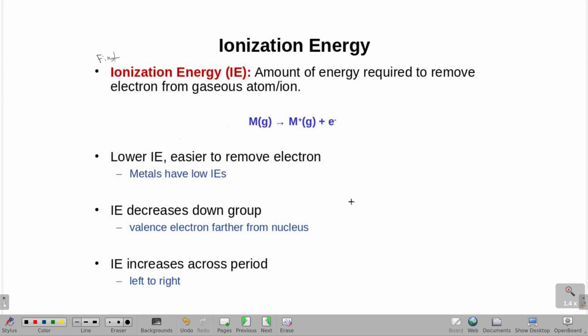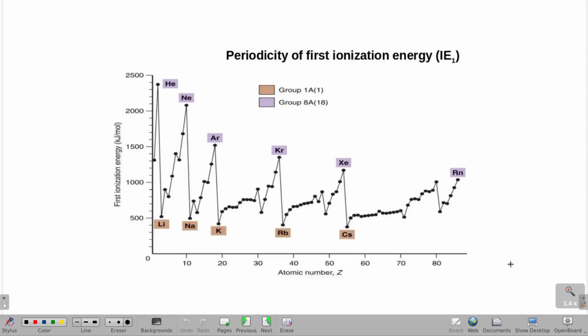Matter of fact, the trend is totally opposite. It gets larger as you go up and larger as you go across. And we can do a little graph of the data just like we did with our size. Here's the graph with the ionization energy. Our smallest ones by far are those group 1s. And it does get smaller as we go down. And that's really because cesium is just a really, really big atom. That extra electron is really, really far away from the nucleus.